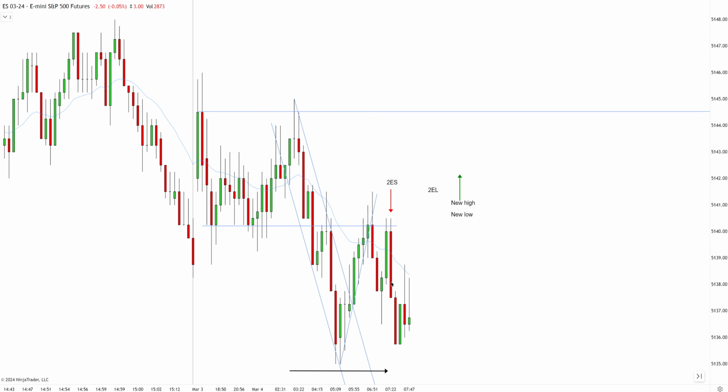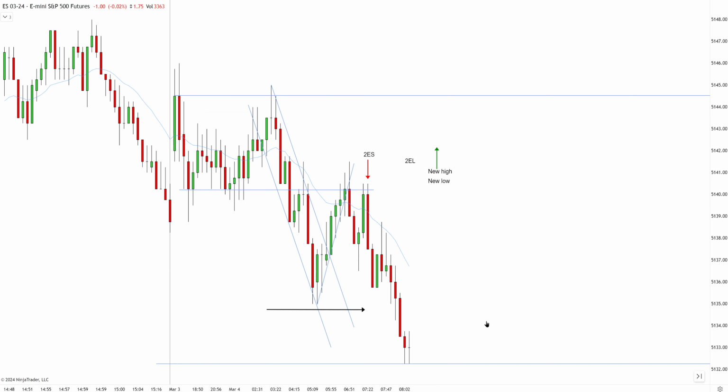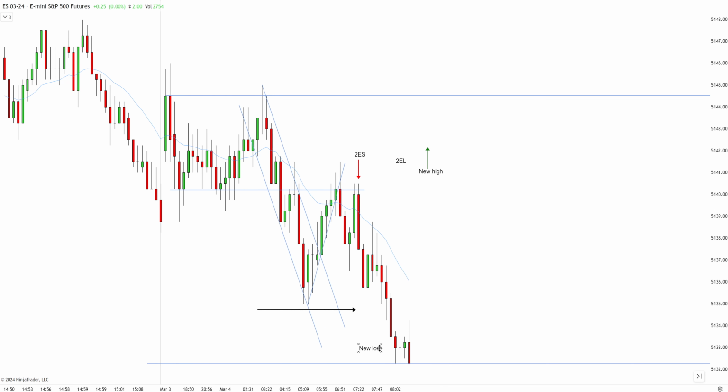There is another little pullback, but we cannot go short now because we didn't get the break below this bearish bar, and it's close to these lows, so I cannot really sell. And the market created a new low, so I'm pausing, looking to sell.